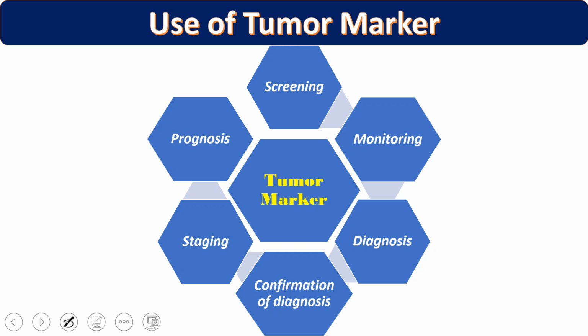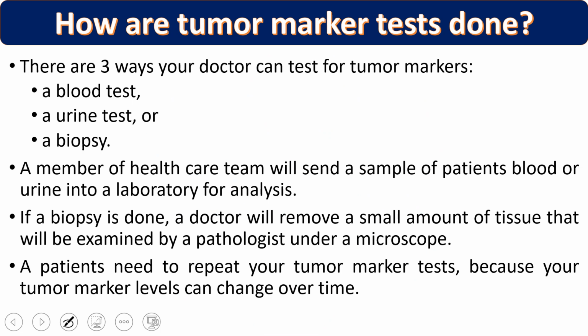Then tumor markers also guide the choice of treatments. A few tumor markers provide information about whether a treatment might be effective against a person's cancer. This is a growing area of research, so we can select that one also. How can these tumor marker tests be done?